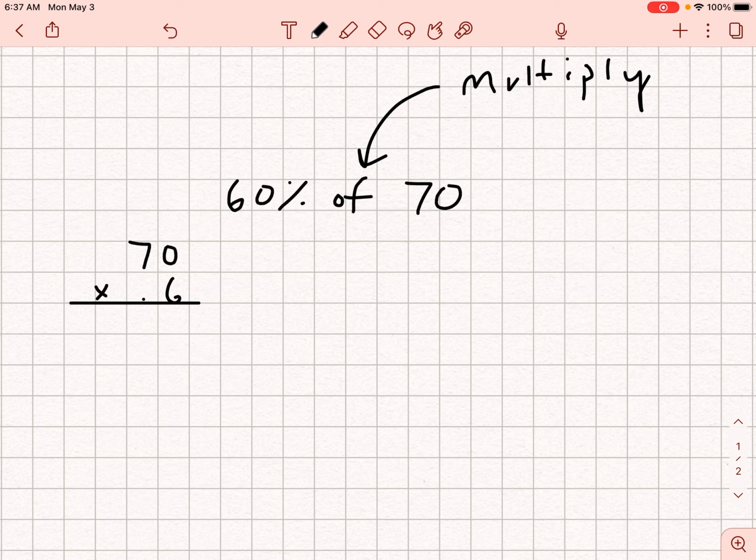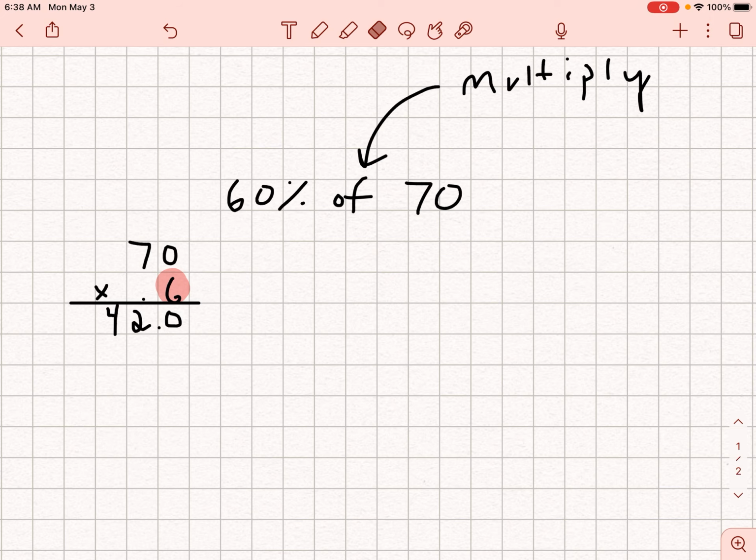All right, well, 6 times 0, that's 0, and 6 times 7, that's 42. So we have 420. How many numbers are after a decimal in the math problem? I just see one number after a decimal, so we're going to move the decimal one time from the end of the problem to here. And now I can erase that, and I have 42 and 0/10, which is the same as saying 42. So 60% of 70 is 42. All right, let's try one more problem.